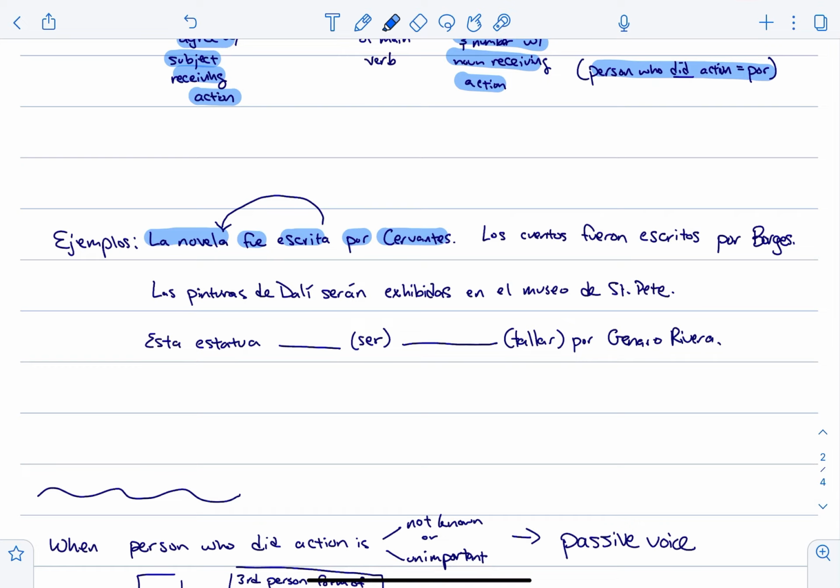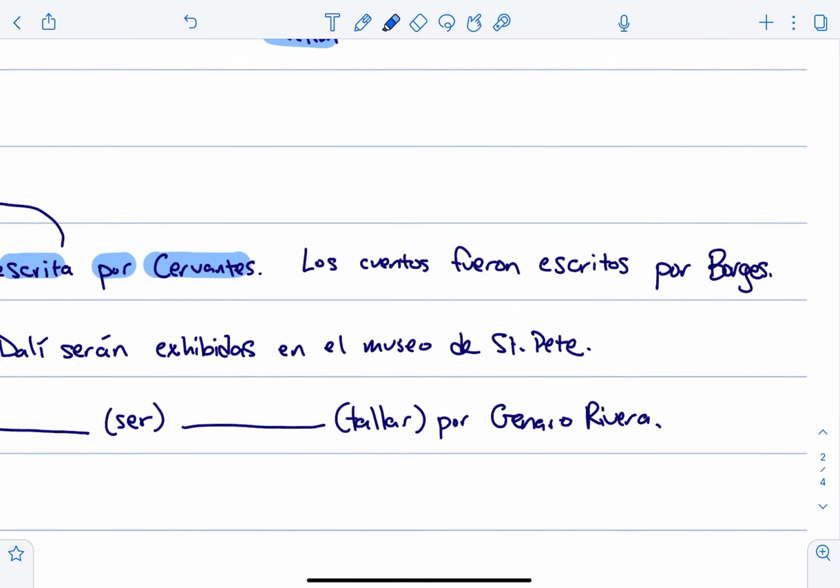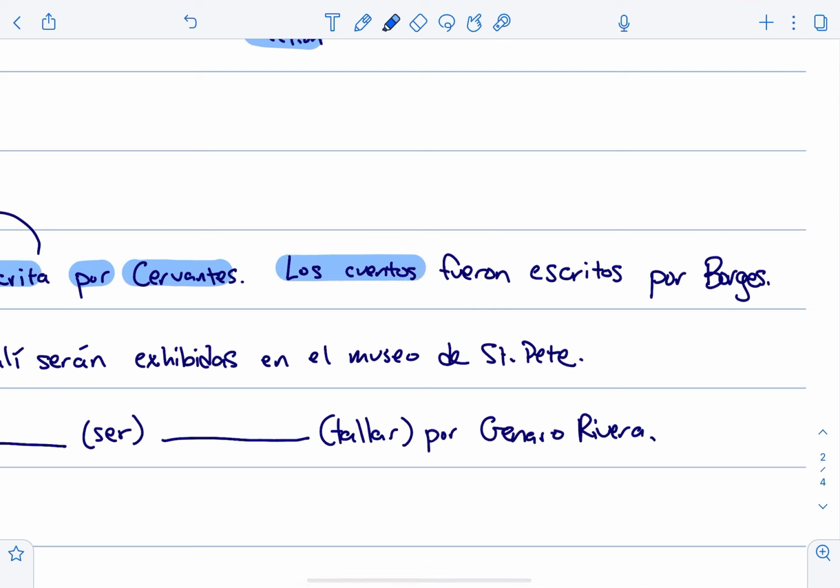Los cuentos fueron escritos por Borges. So here's my subject. Here's my form of ser that's conjugated for cuentos. Here's my past participle, which agrees in gender and number with the noun. And then here's who did the action using por.